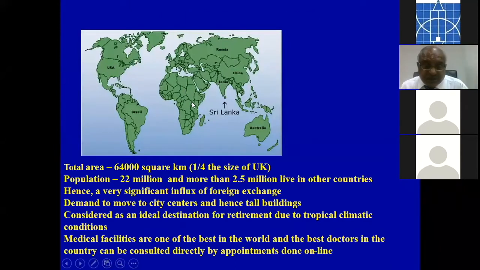Now let's see, what's the size of Sri Lanka? 64,000 square kilometers, a very small country. And you can see small countries in the world are also much bigger than Sri Lanka. When you compare India and Sri Lanka, it's a very small country. Population, 22 million. But out of this 22 million, 2 or 2.5 million live in other countries. That is one of our strengths as well.